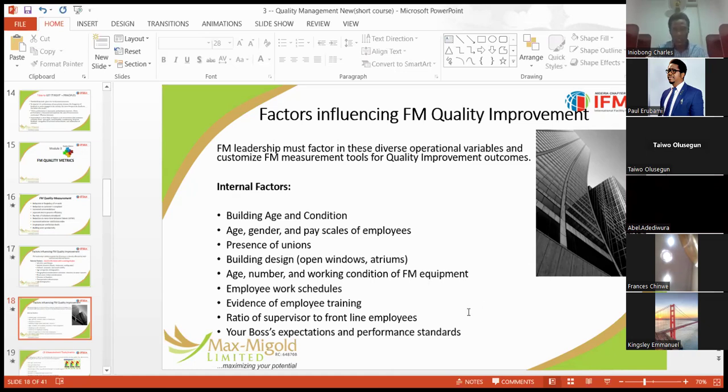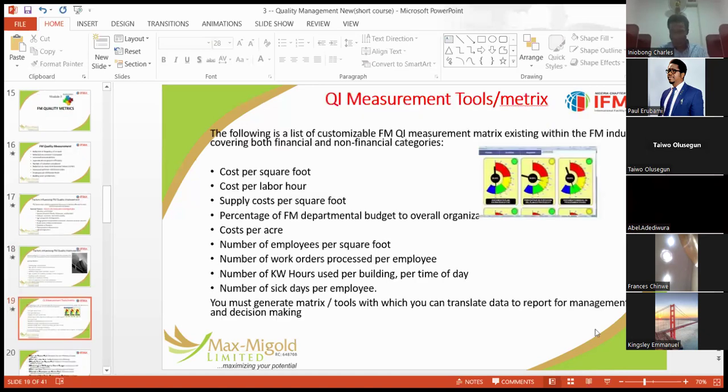Ratio of supervision to frontline employees. Sometimes we have just one supervisor and so many people to supervise. That way, the supervisor can really not have good oversight of that facility. Your boss's expectations and performance standard. Sometimes your boss will push you beyond what is necessary just for you to deliver, especially when he's under pressure. So sometimes you don't look at the performance standard again. You just try to fix things. So these are all internal issues.